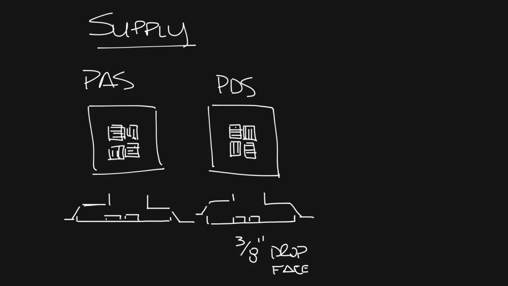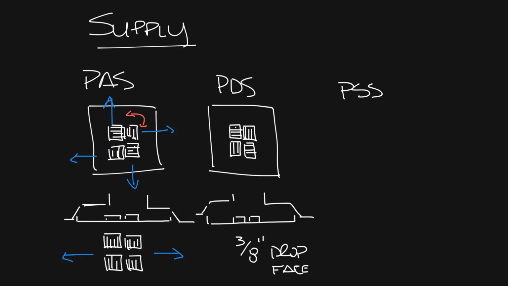Now the PAS and PDS deflectors can be rotated so that you can change the pattern. For instance, you could line them up this way and then the airflow goes in 2 directions as opposed to the 4 that it's set up for by default. And the same thing in the PDS.